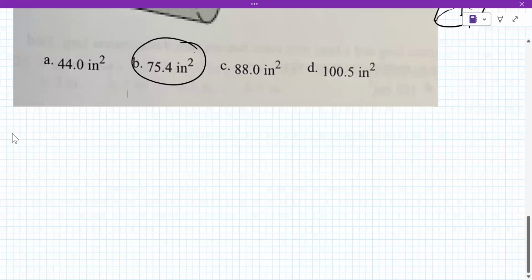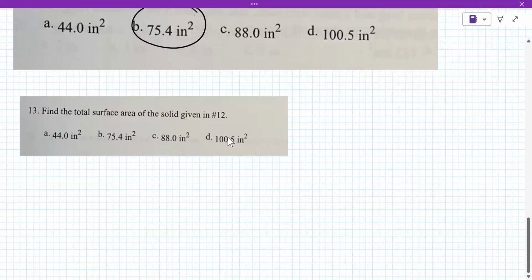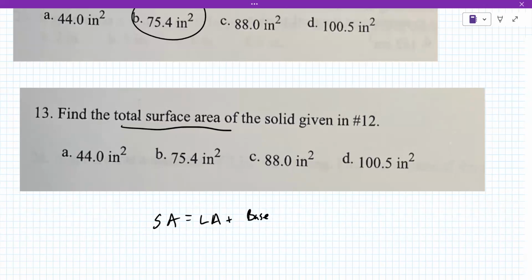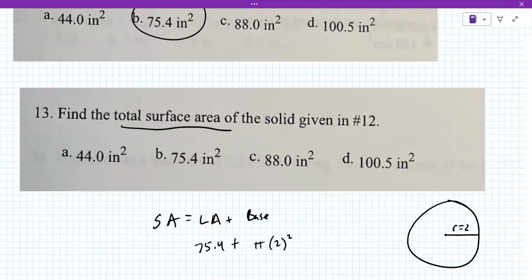13 builds on 12. It asks you to find the total surface area. The total surface area is the lateral area plus the area of any bases. This one only has one. All right, so it's 75.4 plus the base. The base this time is a circle. You can see there it's got a radius of 2. So you've got to calculate that, pi r squared, by 2 squared, and add it to the previous result. The area of a circle is pi r squared.